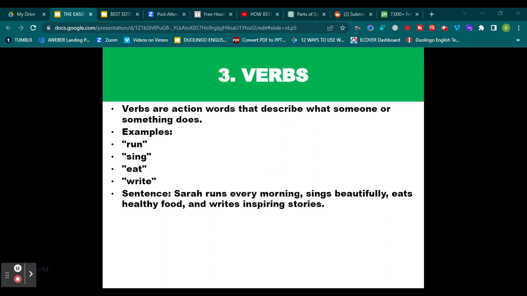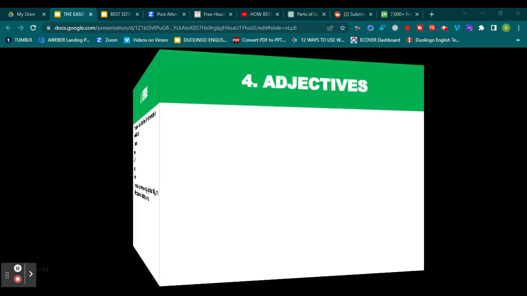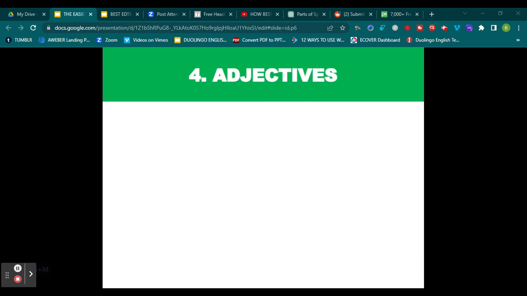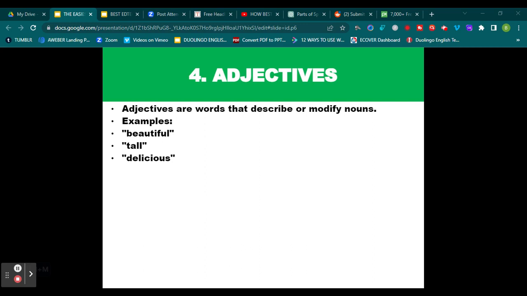Moving forward, we are going to look at number 4, which is adjectives. What exactly are adjectives? Adjectives are words that describe or modify nouns. Let's look at some examples. Beautiful, tall, delicious, creative. In a sentence, we can use the word beautiful and we can use other adjectives such as delicious and so on. Tall. Let's try to use all these adjectives.